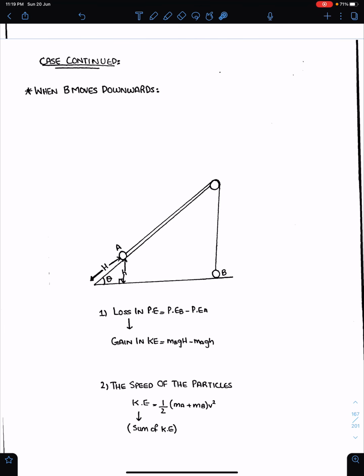Number 2, the speed of the particles. Once you get gain in kinetic, you can use this formula: half mass of both the particles, square of velocity, and you have gain in kinetic. So by using gain in kinetic and this formula, you can get velocity of the particles. So gain in kinetic means kinetic of A plus kinetic of B. This means gain in kinetic.